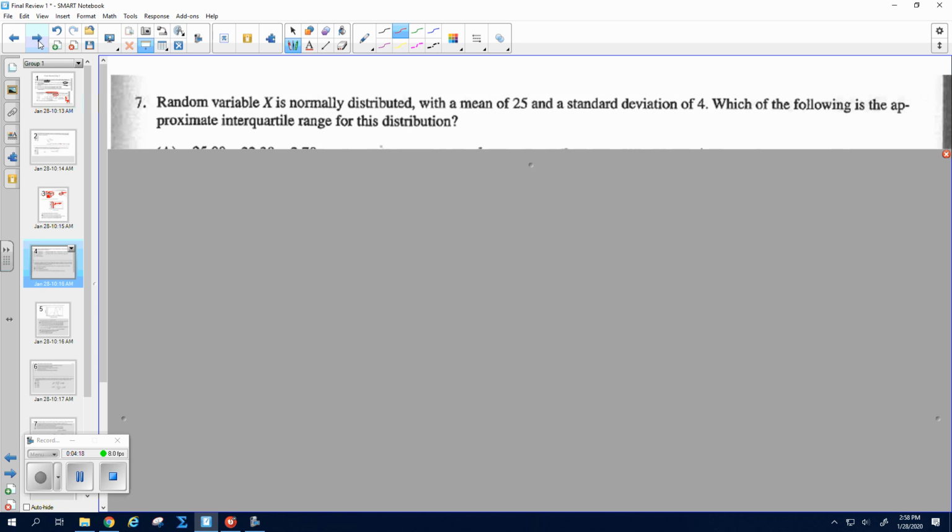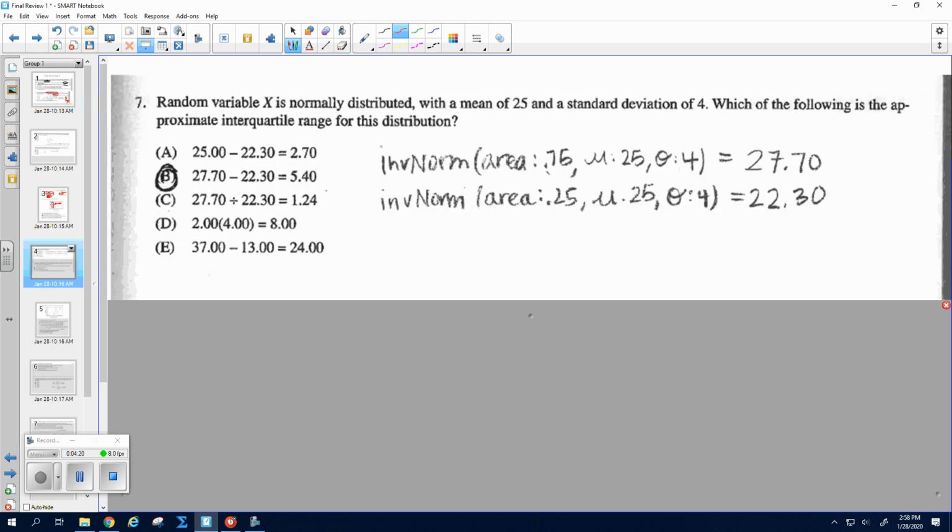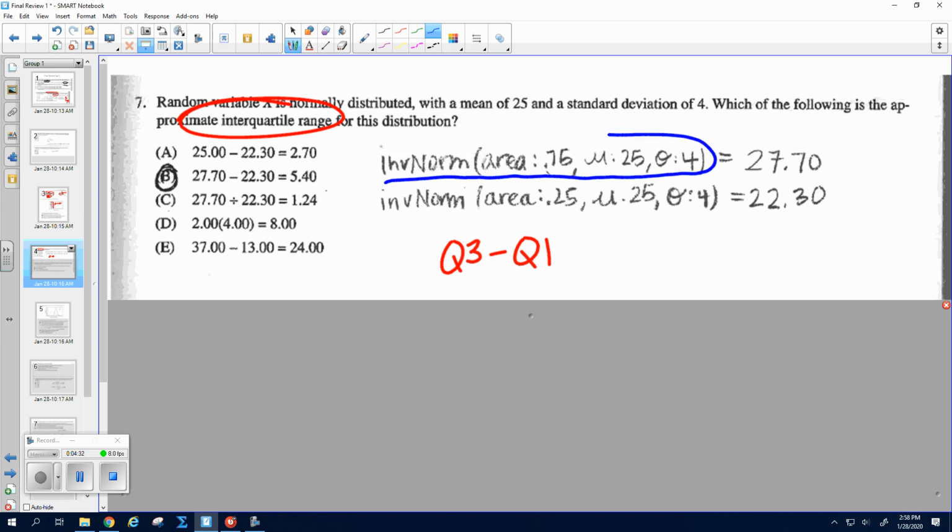Number 7. In order to find IQR, interquartile range, we do Q3 minus Q1, and you have to know that for the test. Then we can find Q3 because it's at the 75th percentile. They told us it was normally distributed, so just do inverse norm, area 0.75. Here's your mean, your standard deviation, which is 27.7. Do the same thing for Q1, which is at the 25th percentile, and then subtract, and you get B.